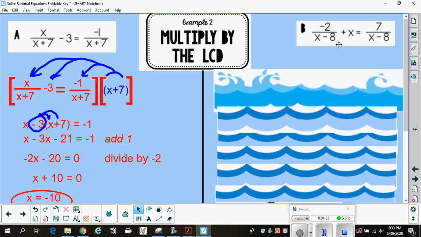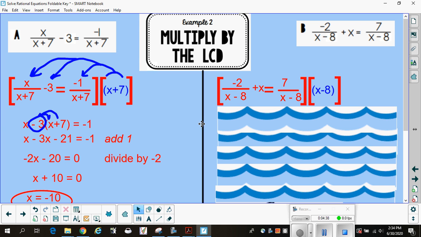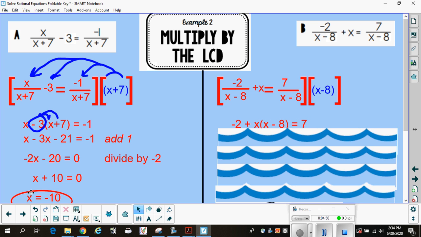On this side, my least common denominator is x minus 8. So I'm going to take the x minus 8 and distribute it. Multiplying here, it just cancels. Here, I'm going to have x times x, which is x squared, and then minus 8x, and then the x minus 8's cancel again.